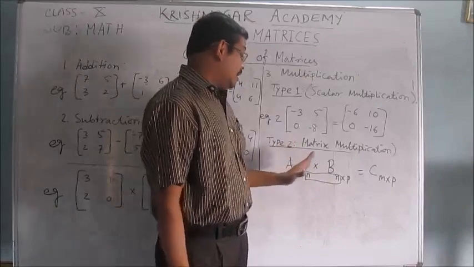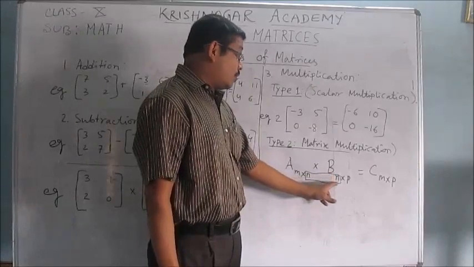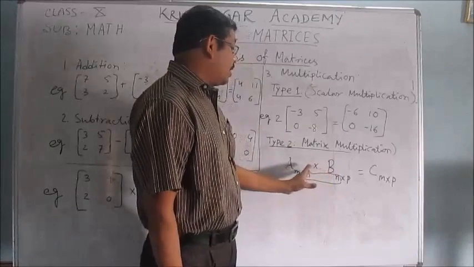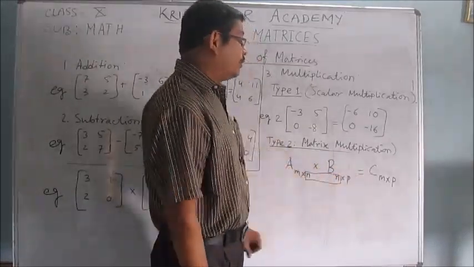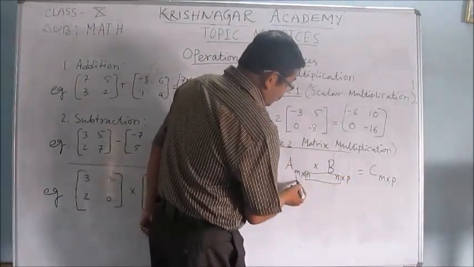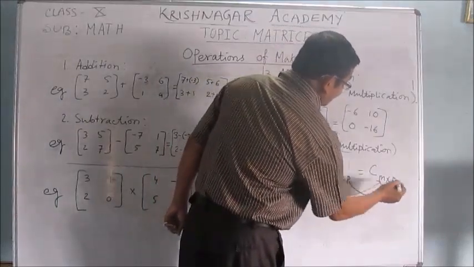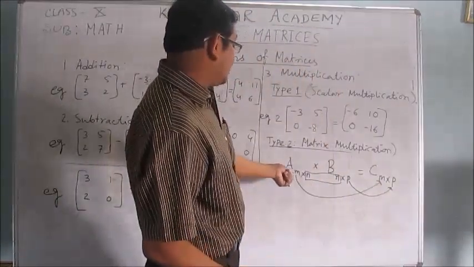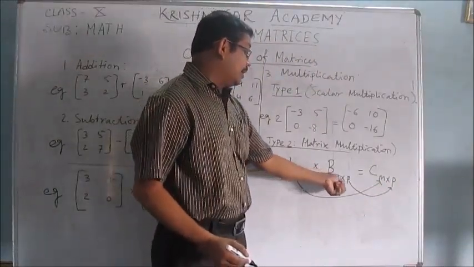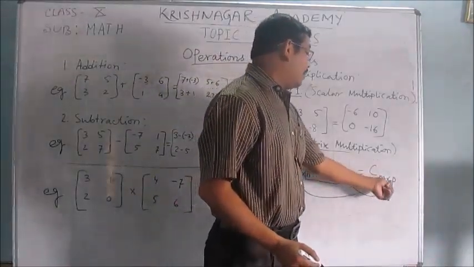So what is the condition? Column number of the first matrix is equal to row number of the second matrix. So after multiplication of these two, we will get another matrix. And what will be the order of that matrix? Order of the matrix is row number of the first matrix and column number of the second matrix. That means here I have taken two matrices, A with order m by n and second matrix n by p. The resulting matrix will be m by p.